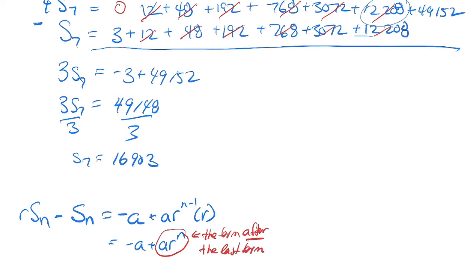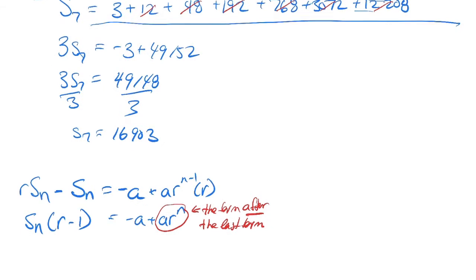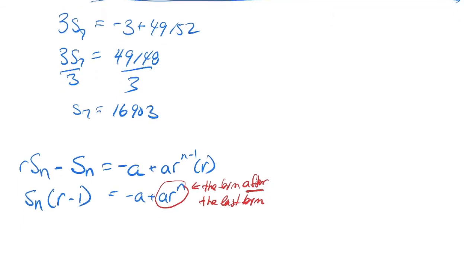Because the last term of our sequence is a times r to the power of n minus 1. But if we multiply by r, we really get the next term in our sequence. On the left-hand side, we're going to factor out S of n. So we factor out S of n. That's going to be r minus 1. And in order to get S of n, we're going to divide both sides by r minus 1.